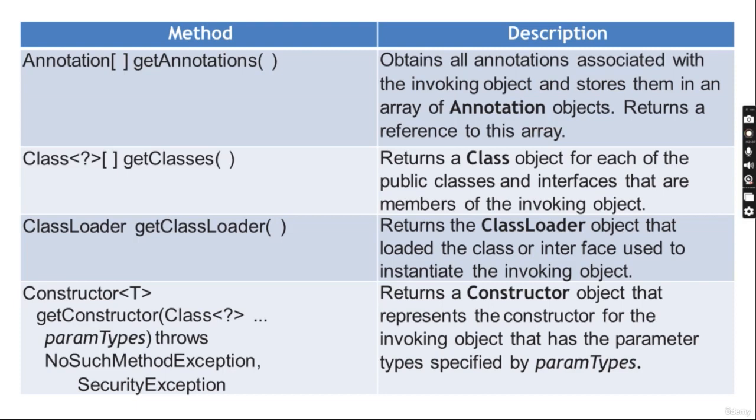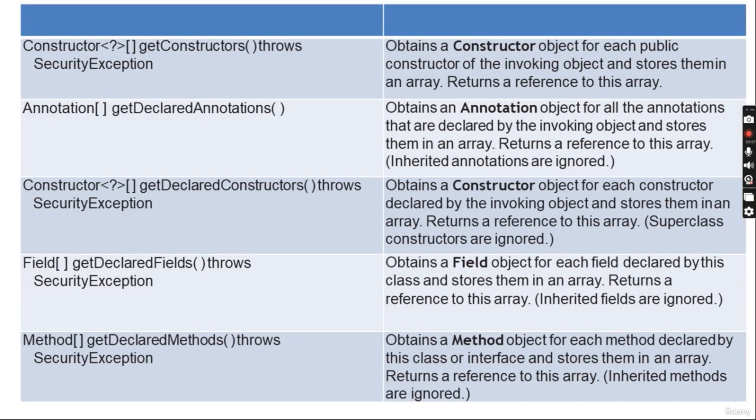Then Constructor<T> getConstructor(Class<?> ... paramTypes) throws NoSuchMethodException and SecurityException returns a Constructor object that represents the constructor for the invoking object that has the parameter types specified by paramTypes. Constructor<?>[] getConstructors() throws SecurityException obtains a Constructor object for each public constructor of the invoking object and stores them in an array. It returns the reference to this array.